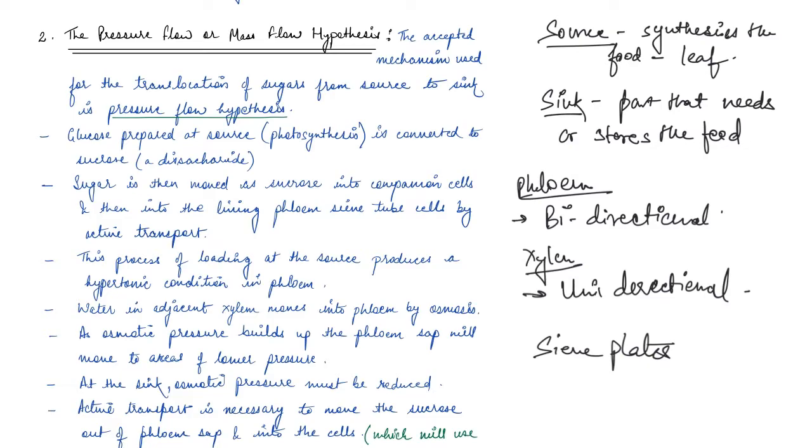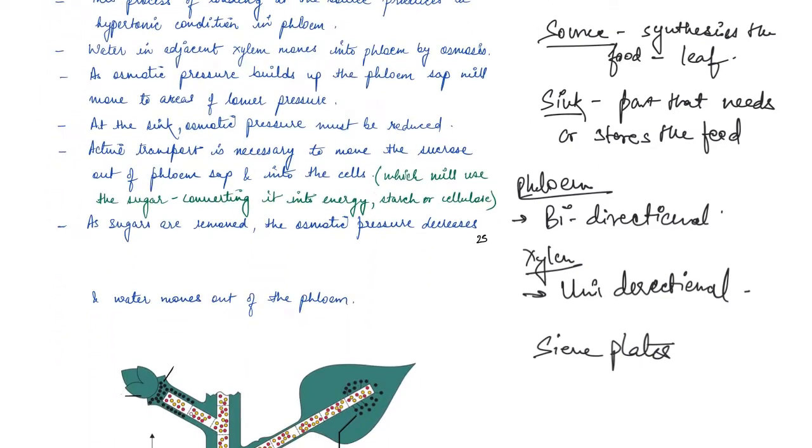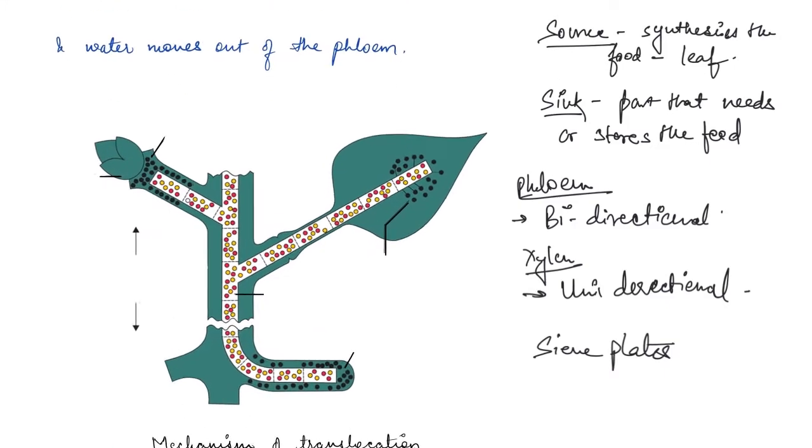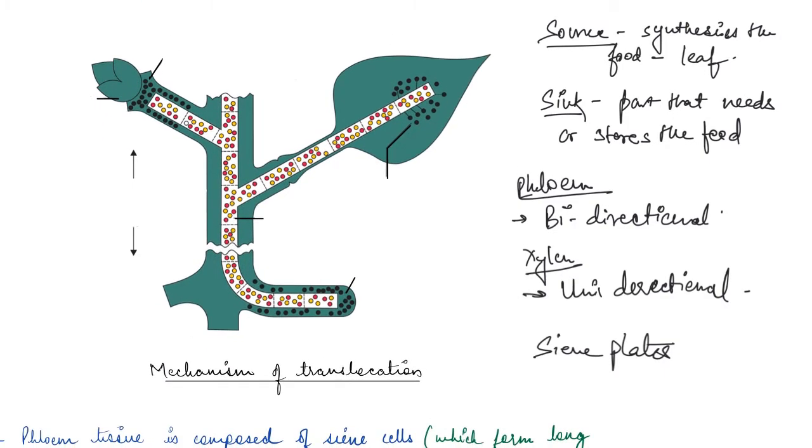So if you see this diagram as well, guys, what is happening here is basically this is the root. I'll just increase the size a bit so that it is clear to you. So this is the root, right? And this is the tip of stem.